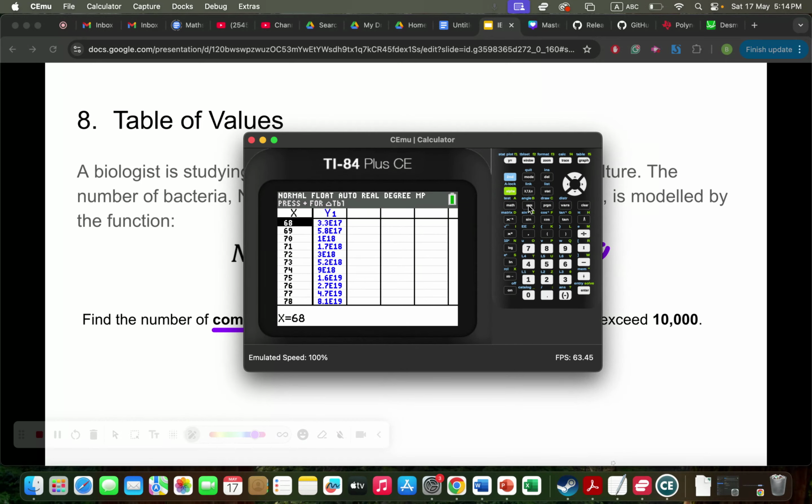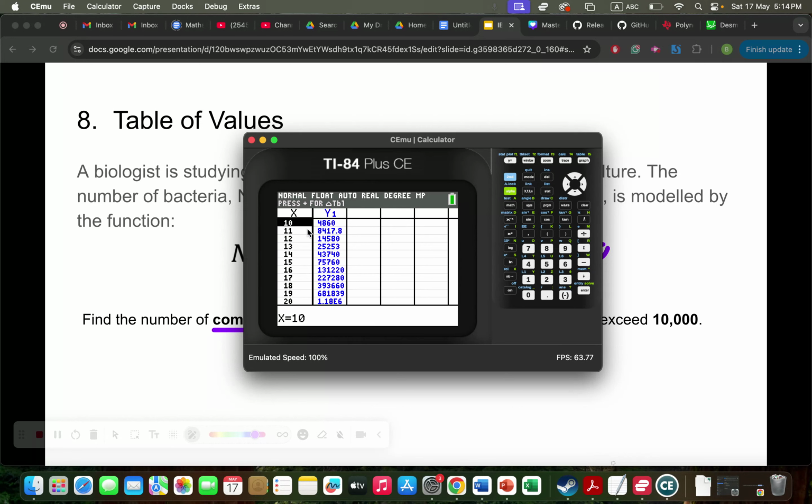Now, what I need to do is find the value when x is the first number of x that gives me a number which is bigger than 10,000. Because obviously we used the table earlier, I need to scroll back again, maybe back to a smaller value of x. Now look at the number, it's getting smaller. This is really what I'm looking for.